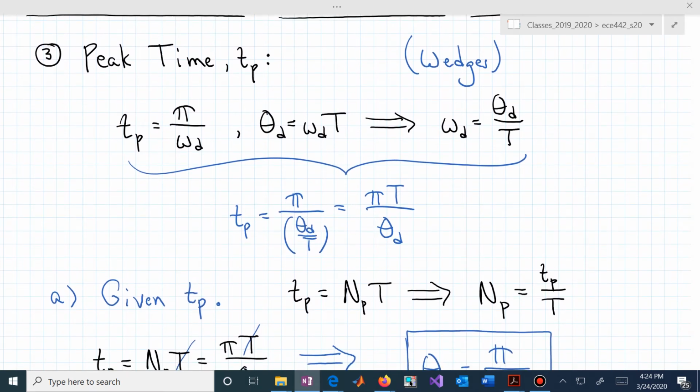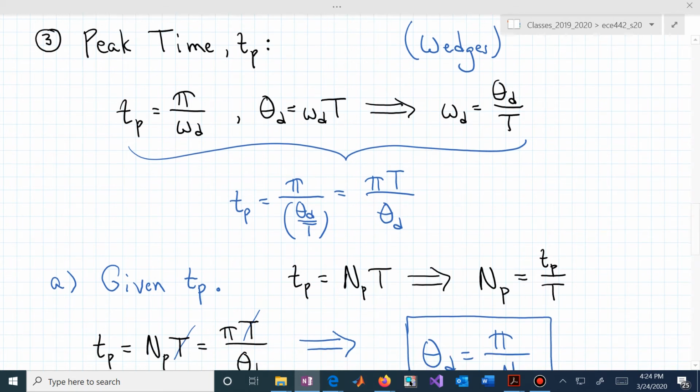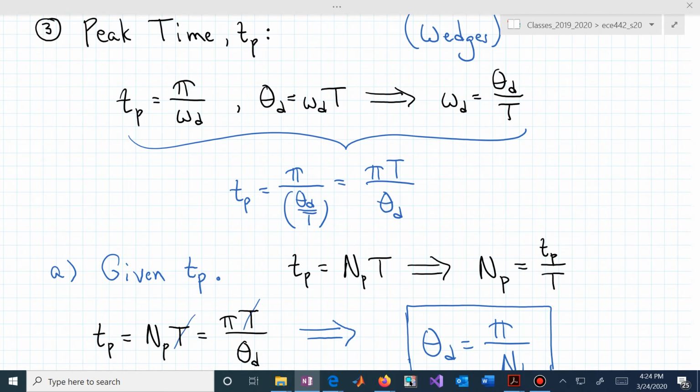The peak time is our wedge shape, or it's these angles. Time to peak is pi over omega sub d, and the angle that these closed loop poles make in the complex Z-plane is given by theta sub d, which is omega sub d T. So omega sub d is theta sub d over T. We can use that in our time to peak expression to eliminate omega sub d, and now you have time to peak in terms of angle theta sub d and the sample period capital T. So time to peak is pi T over theta sub d.